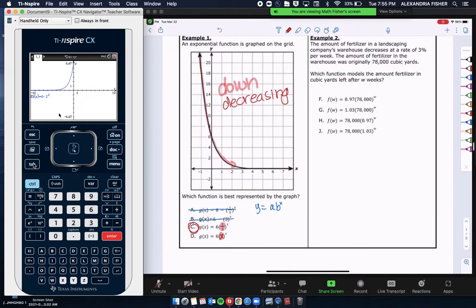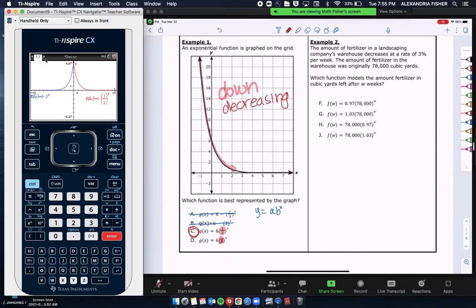So then let's do C, tab. 6, 1 over 3, x. And see, it looks identical. It's the same. So C is your answer. So you can do it using the equation, or you can graph. You can graph the answer choices.